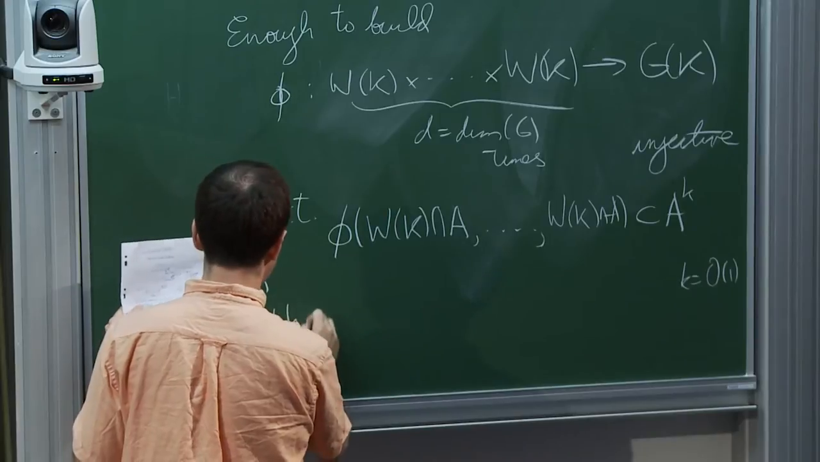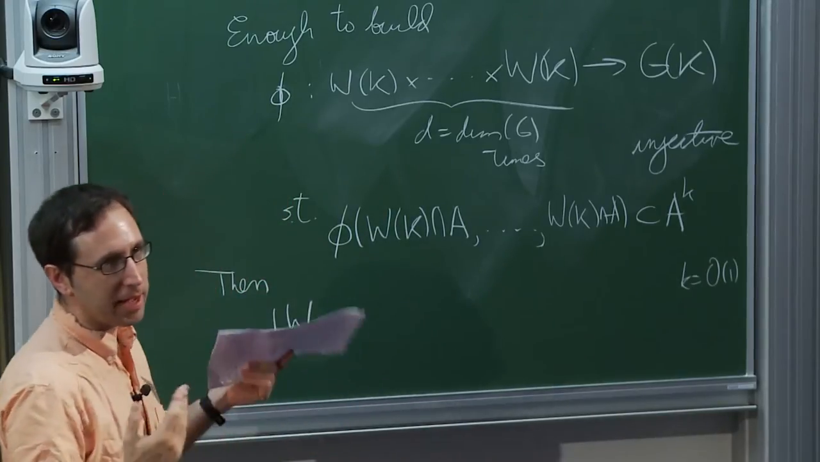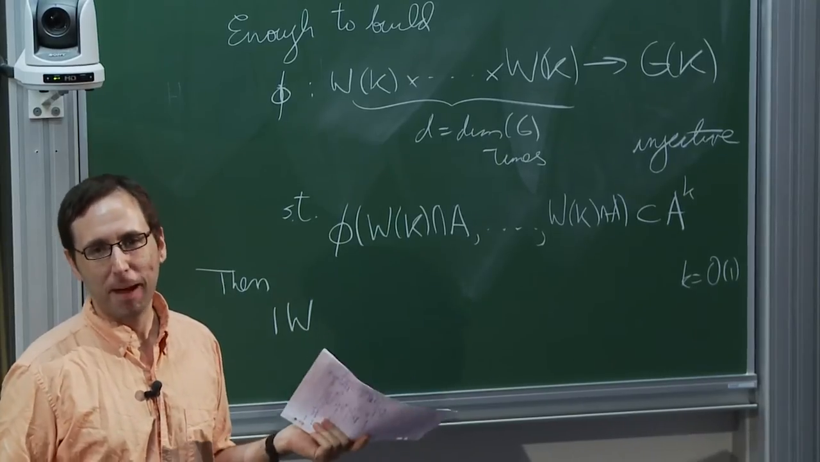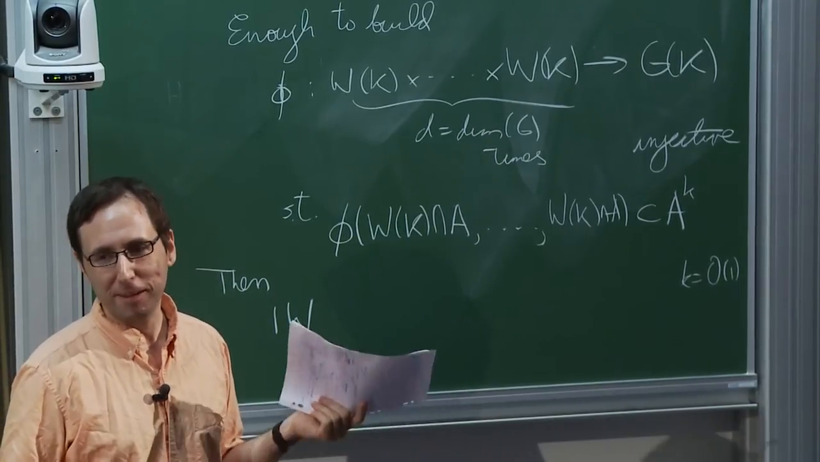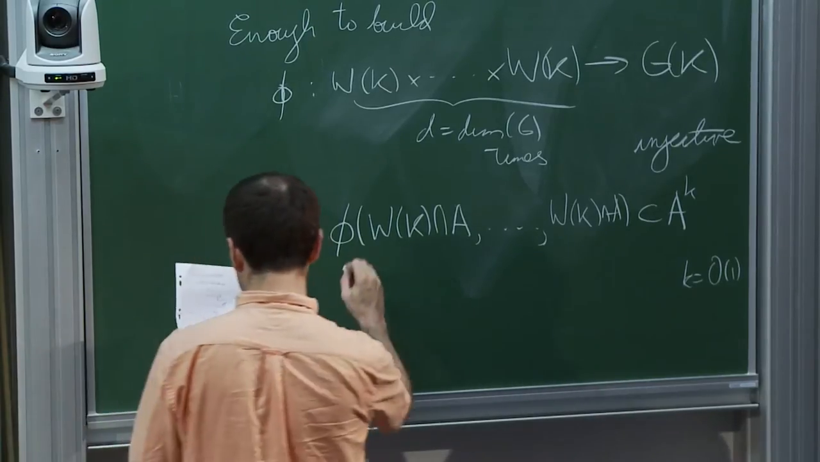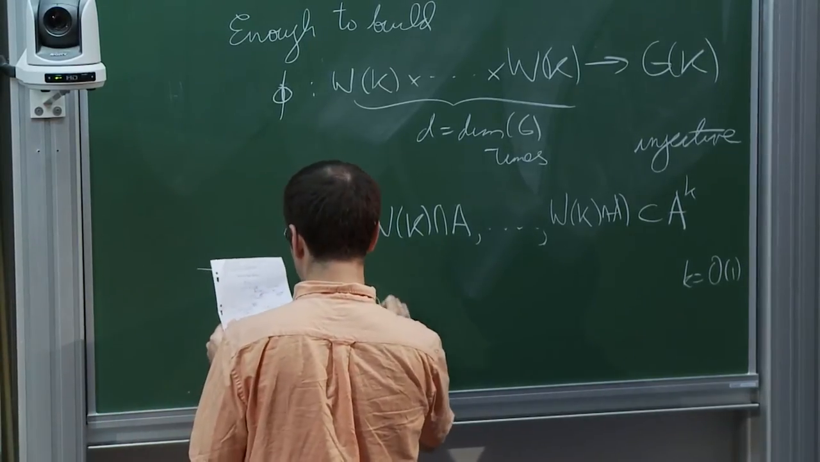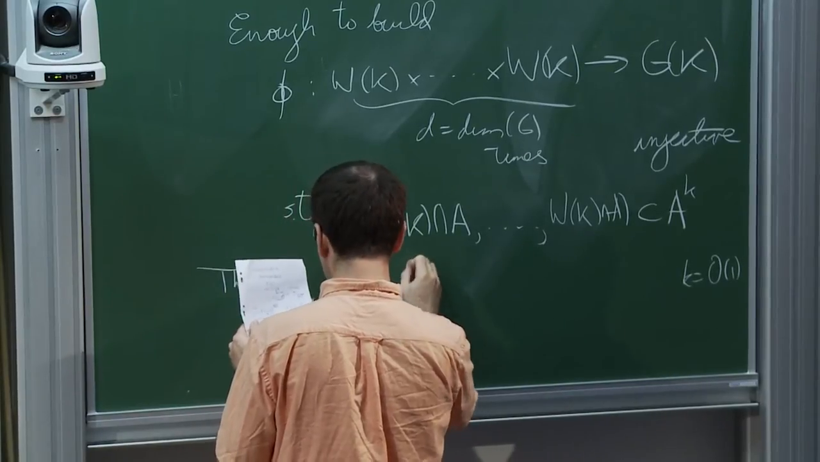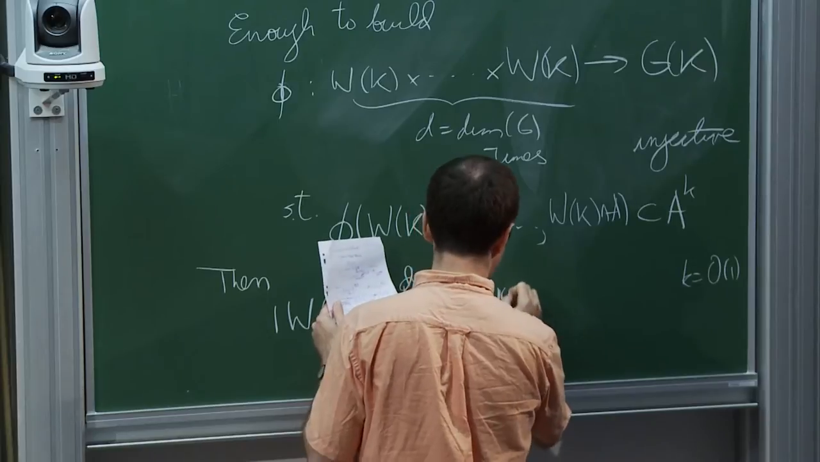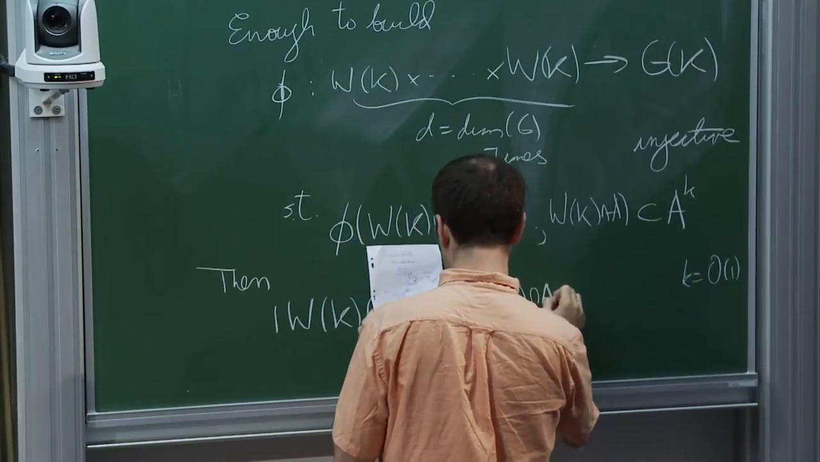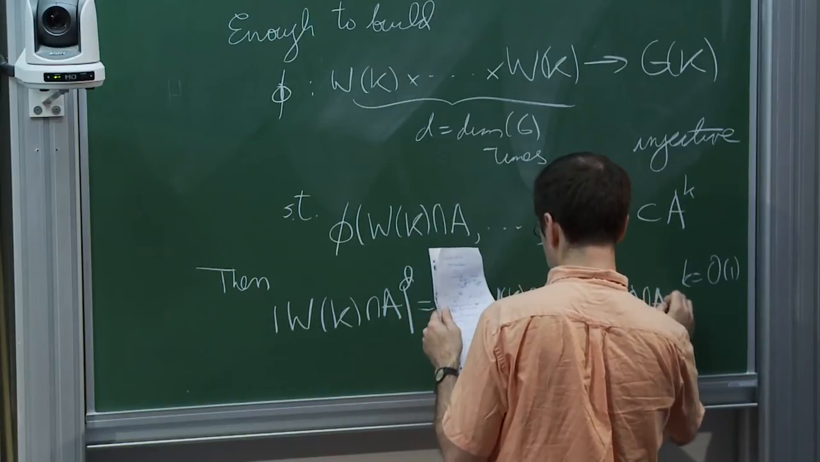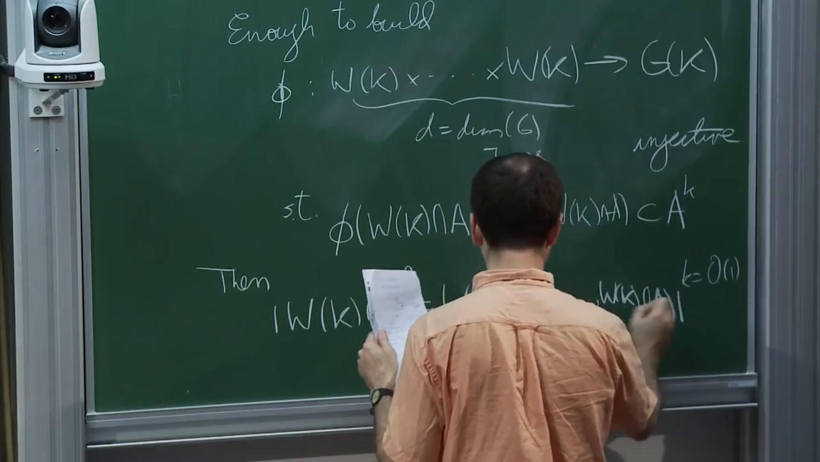Then we will have injective maps. Again, this is a kindergarten idea, but it's very powerful. Injective maps have the property that the image is of the same size as the domain. So W of K over A, intersection A to A D is going to be equal to the size of the image because of injectivity. This is D times.